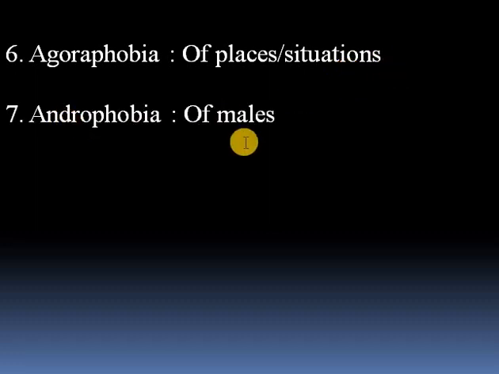Next is androphobia. Andro means males. This term, androphobia, originated inside feminist movements to balance the opposite term, gynophobia. And we know gyne is related to woman, so gynophobia is fear of woman. So androphobia is fear of males.